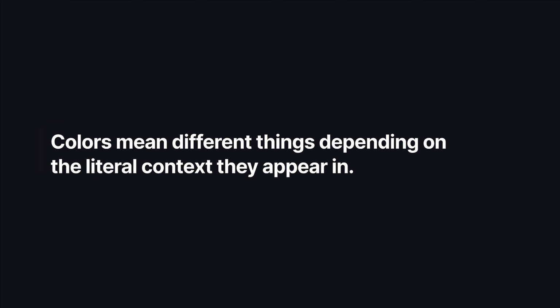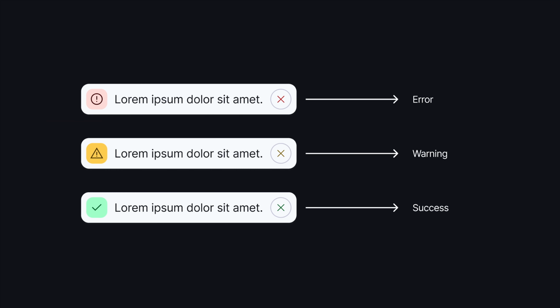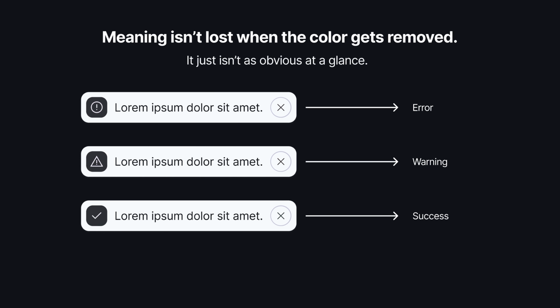Colors mean different things depending on the literal context they appear in. So why do I keep saying literal? Well, let's keep going with this snack bar example here. The literal context talks about the literal pixels on the page. We've been conditioned over time to know that red means error, yellow means warning, and green means success, but we've been trained this way because of non-color related things. Note that meaning is not lost when the color gets removed. It's just not as obvious at a glance.